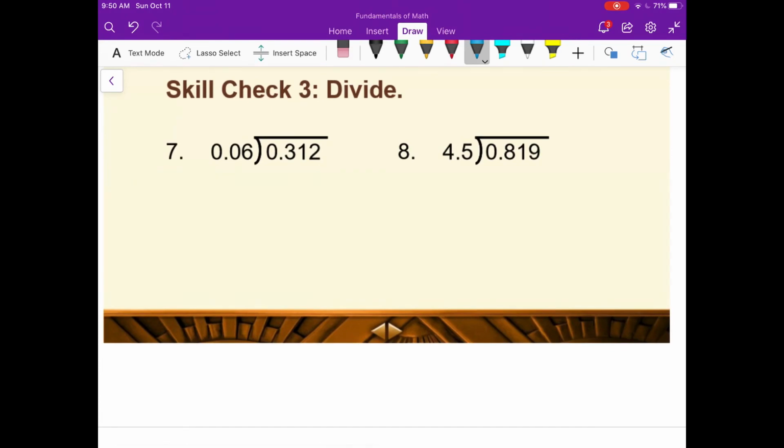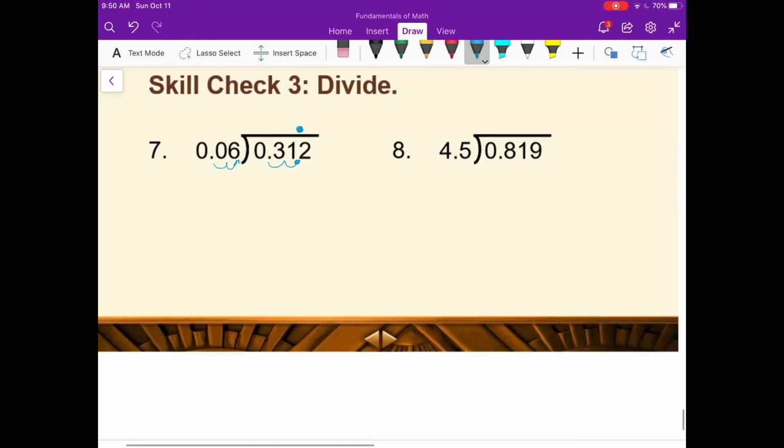Last couple. For number 7, we want to move the decimal place 2 places to the right. 1, 2. So our decimal will be right above that. And our quotient, 6 into 30, is 5. 5 times 6 is 30. We subtract, we get 1. Bring down the 12, and 6 into 12 is 2. Perfect. And then 4.5, we move the decimal over once in both of these. We put our decimal place in the proper location in the quotient, and then we divide.